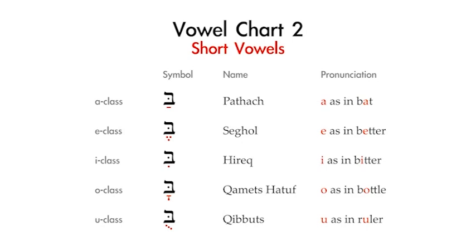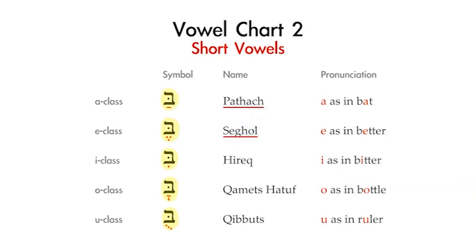Let's begin by pronouncing each of those vowels with the consonant bet. Ba, be, bi, bo, bu. The patach is the short A vowel, and it appears as a small horizontal stroke under the consonant. It's pronounced like the A in bat.